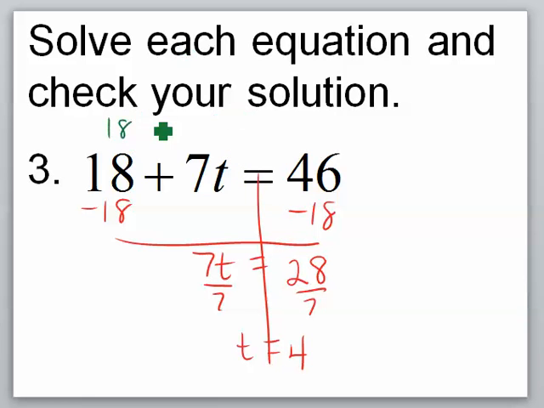I'll go ahead and do that one more time. 18 plus 7 times 4. You've got to do your order of operations, which would be 7 times 4 first, which is 28. 28 plus 18 is 46, so we do have the correct answer.